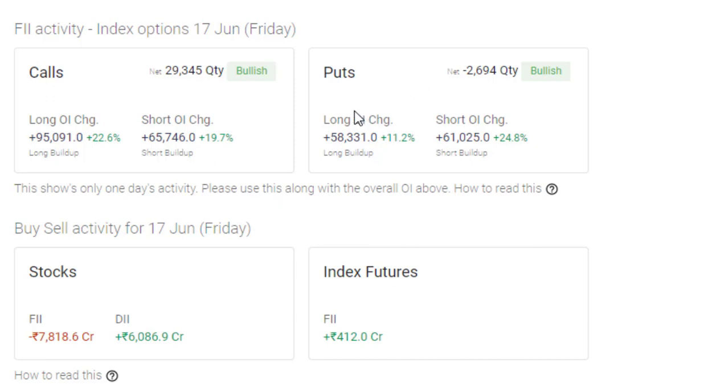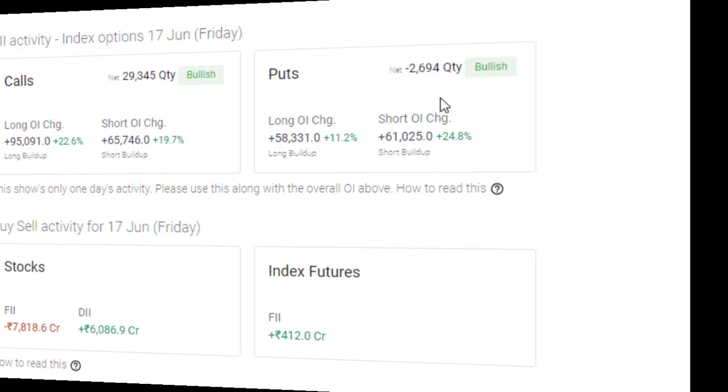Coming to puts, they had about 58,331 long puts, meaning they expected it to go down, but at the same time they had about 61,025 short puts, meaning that they did not expect the prices to go down, meaning they were bullish, right? If you look at the actual number, the short puts is more, even though it's not a very big number, but it still means that they were bullish, because they were shorting puts, not expecting the market or the price to go down.